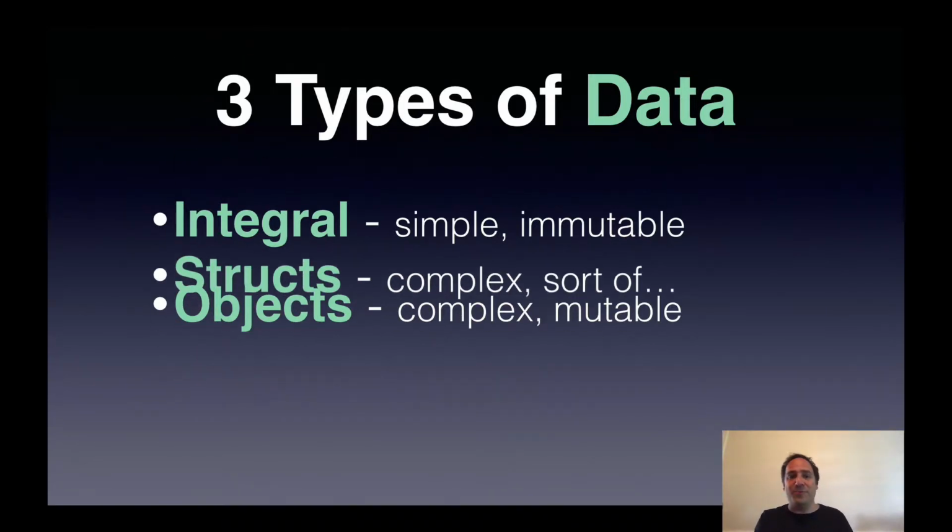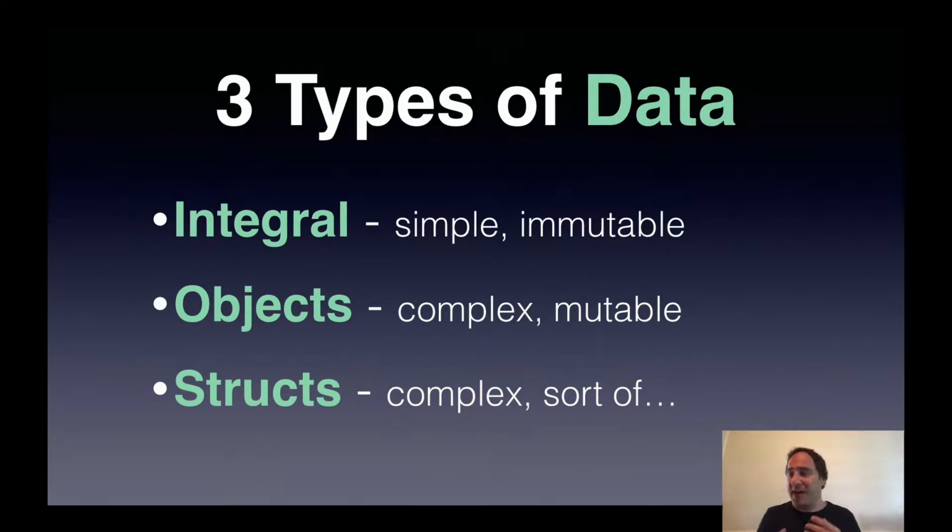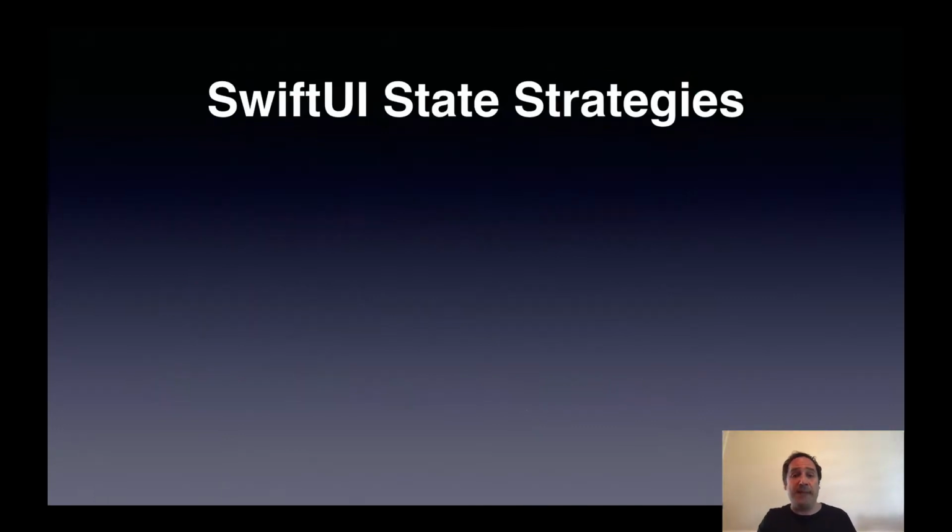And then we've got structs, which are complex, right? They can have multiple properties, and they're sort of immutable and sort of mutable, right? They're immutable by default, but if you've been programming in Swift for a little while, you know that you can actually declare particular methods to be mutating and actually let you change values on the struct. So they're in kind of an in-between place, and that makes things a bit more complicated.